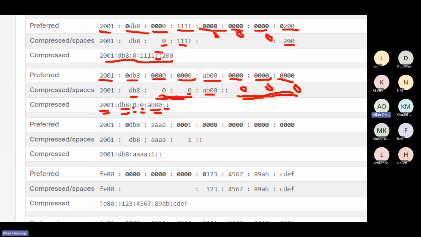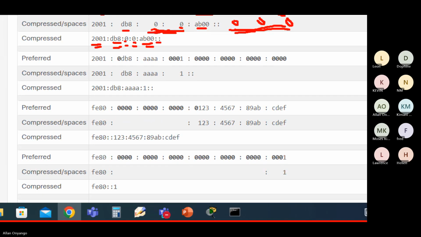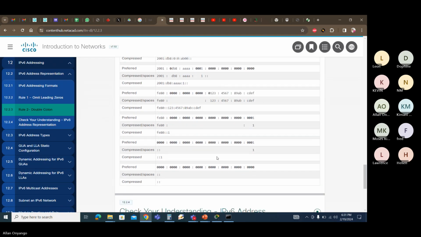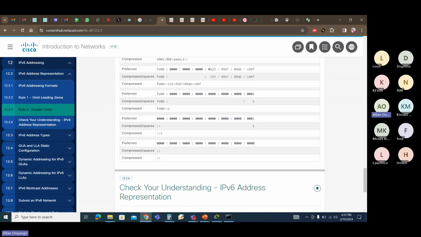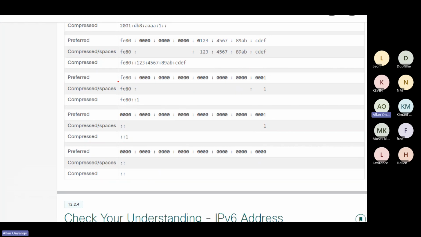And there's more examples here. This one is a bit easier. If you look at the last one here, we have the FE8. Here we are supposed to have 0, 0, 0, 0, 0, 0, and there's a 1 here, isn't it? We represent all this using a double colon. So the double colon is here, and we end up with FE8 double colon 1. And this is the short form of the IPv6 address.